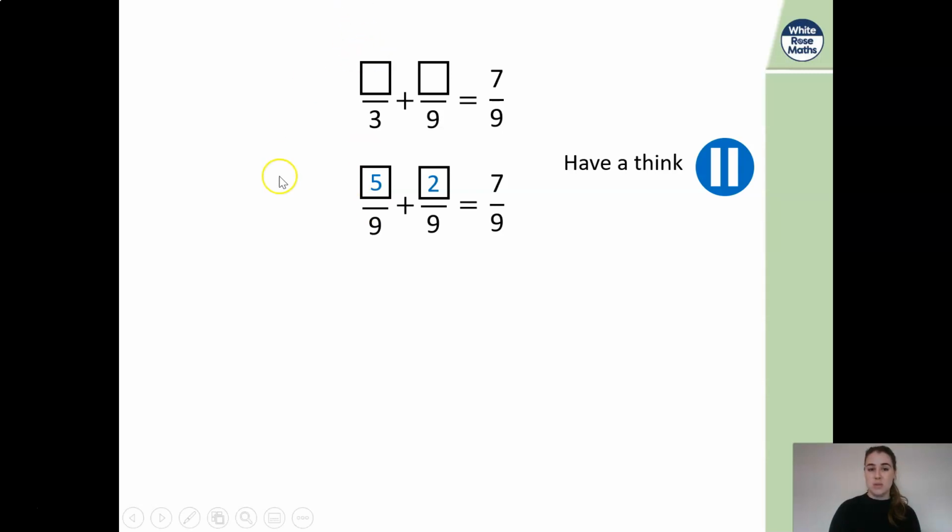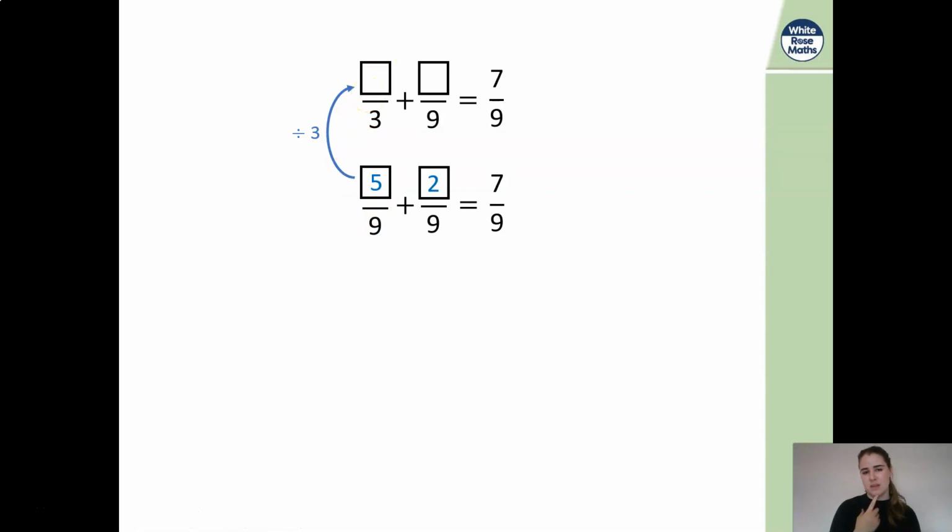Okay, so if I've multiplied these numbers, I've got to then divide. So I know I've had to divide by 3 because I've multiplied by 3. But I can't do 5 divided by 3. That's going to give me a decimal, and I can't have a decimal within my fraction. So we can't have the 5 and the 2.